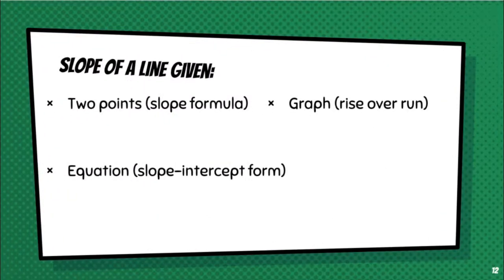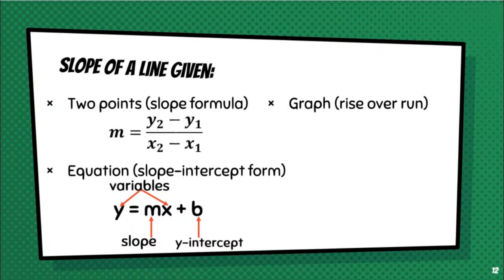Next, let us summarize how we get the slope of a line given the 2 points, graph, and equation. For the 2 points, we used the slope formula. For our equation, we used the slope-intercept form, which has variables slope and y-intercept. For our graph, we have the rise over run.